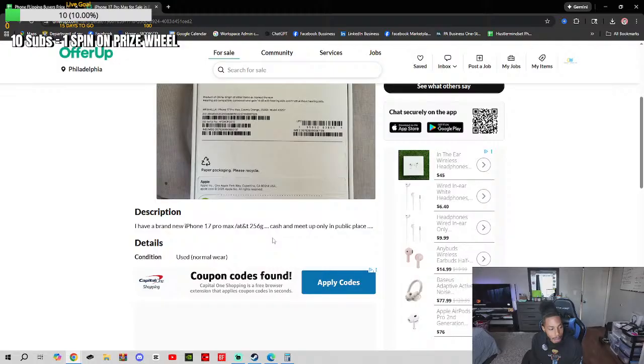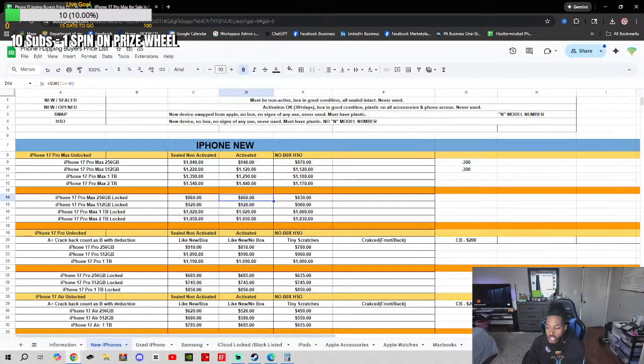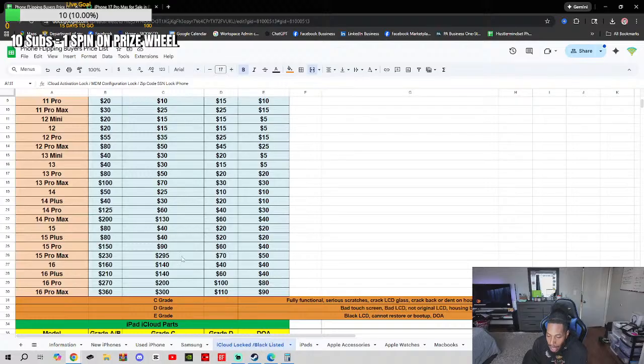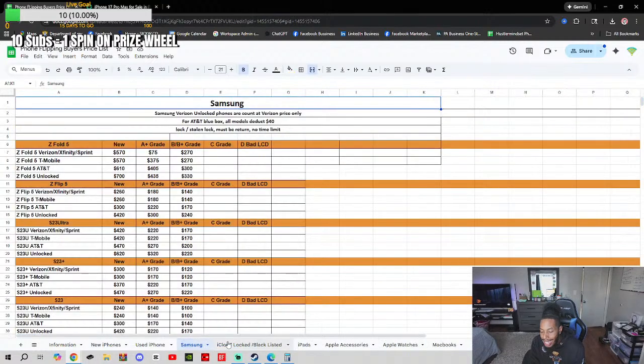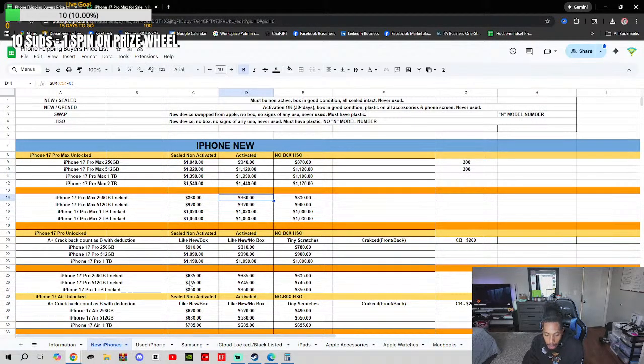That is an example of how you can utilize the price list to make you the most money while also making sure that you have options to buy more devices. You can buy used, you can buy new, you can buy iCloud Lock. I'll give you guys an example, right? You can buy iCloud Lock iPhone 16 Pro Maxes and get $360 for them if they're good condition. You can go ahead and buy Samsungs, you can buy iPads, you can buy Pixels, you can buy a bunch of different products that are going to make you money.